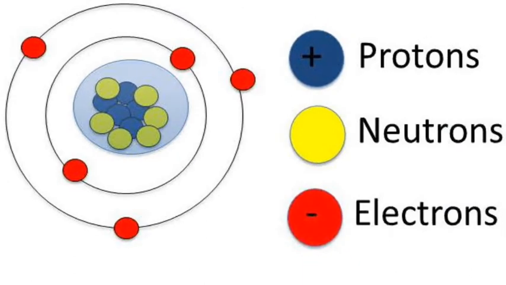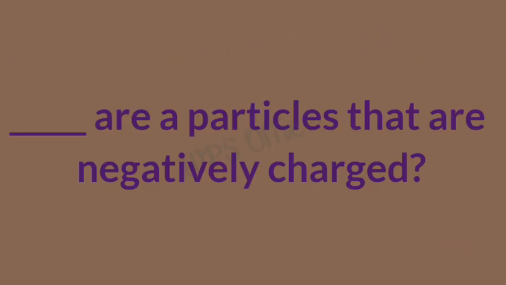Next, this is an example of an atomic structure. The green circles represent protons, which are positively charged. The yellow circles represent neutrons, which are neutral, no charge, while the red circles represent electrons, which are negatively charged particles.